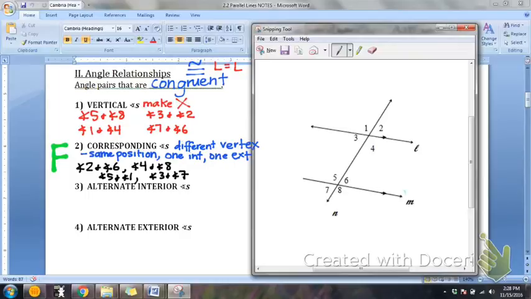Then we have what are called alternate interior angles. Alternate interior angles. Anybody know? Like 3 and 5. Okay, like 3 and 5. So alternate interior angles, not quite. They're on a different vertex. 5 and 4. Okay, let's write this down. They're on different vertices. They are both inside or interior. They're both interior, but they're on opposite sides of what we call a transversal.